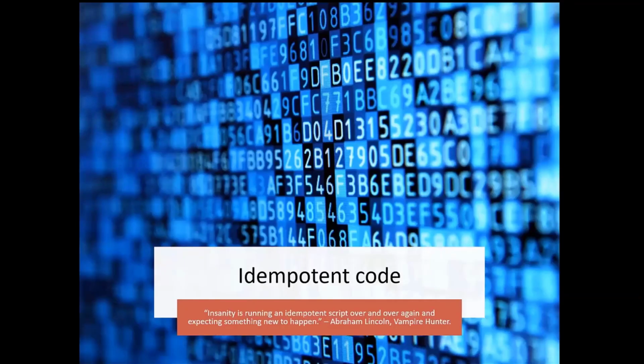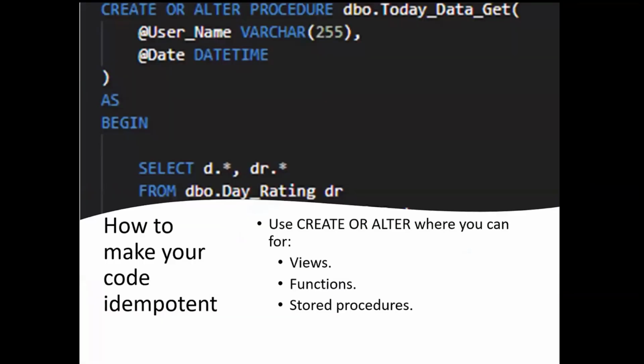Idempotent code. So how do you make your code idempotent? With this sort of stuff, you're basically trying to make sure that you can run it over and over and over again, and nothing bad happens or it doesn't break.